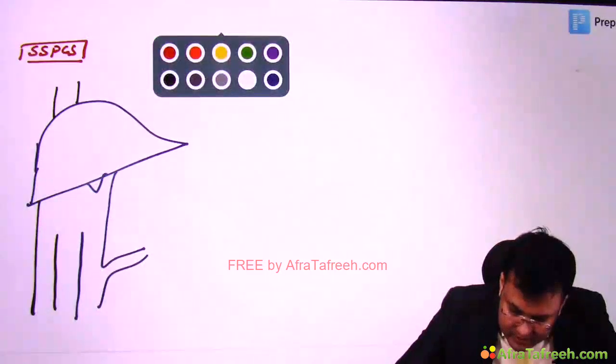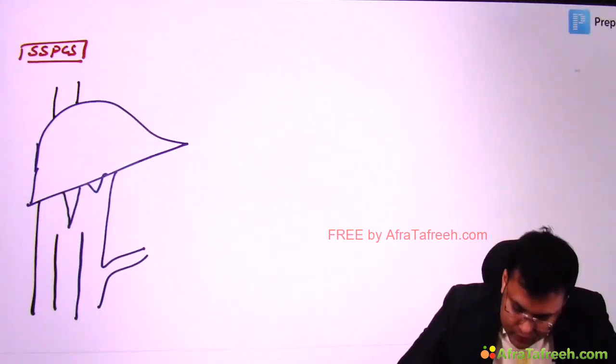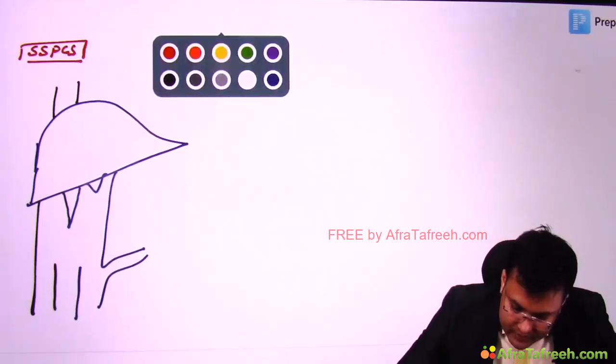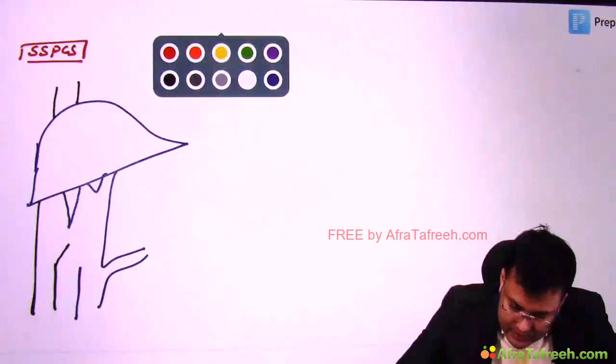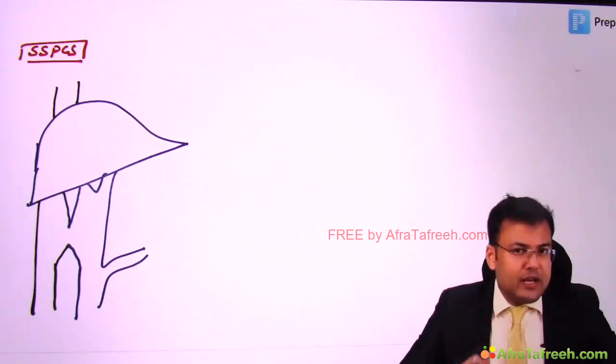So this is side of IVC. This is side of portal vein. This is sutured. So this is side of IVC and this is side of portal vein. Clear? So this is side to side portocaval shunt.